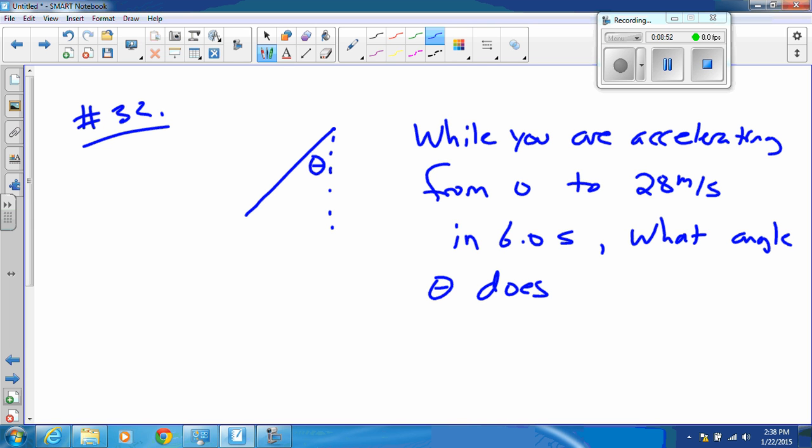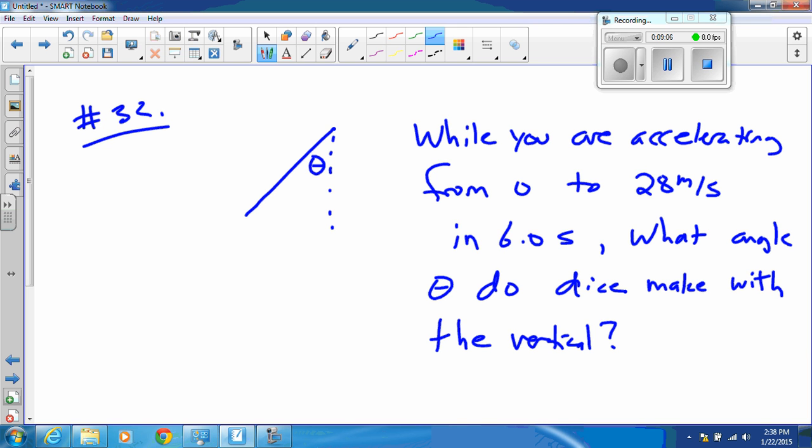What angle theta do the dice make with the vertical? Here are the dice right here. That's all it tells us. They also give us a little bit more. They give us something that looks like a free body diagram, but it's not a free body diagram because it has acceleration on it as well.